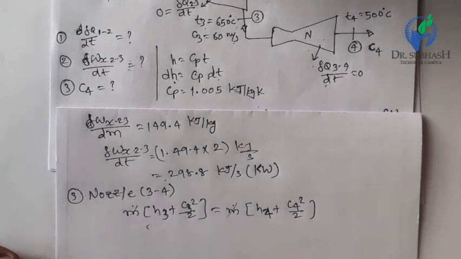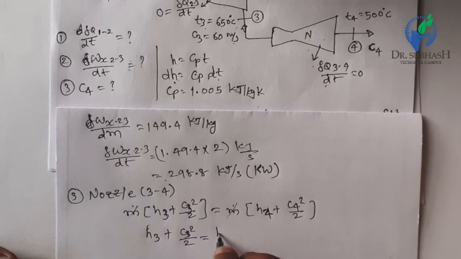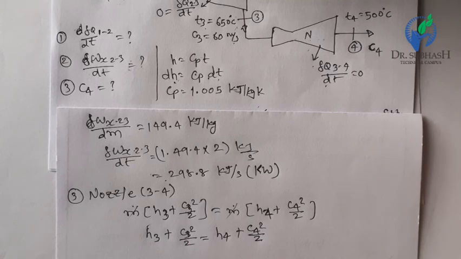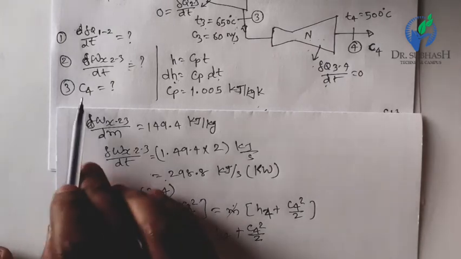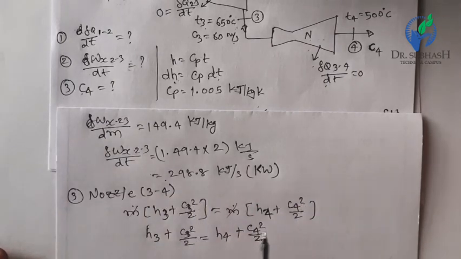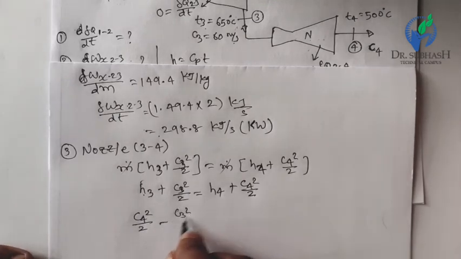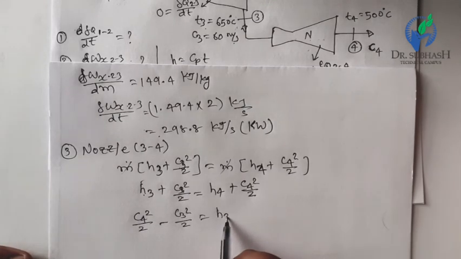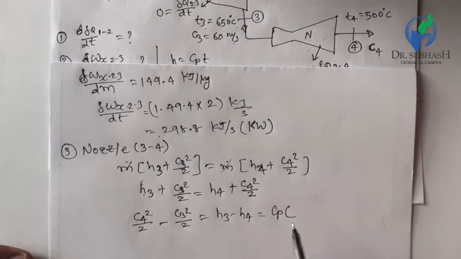So we will accumulate the velocity term on one side and on the other side the enthalpy terms. So C4 square by 2 minus C3 square by 2 equal to H3 minus H4 equal to Cp dT, say T3 minus T4, equal to Cp is 1.005 times T3 minus T4. T3 is given here 650 degrees Celsius minus T4 500 degrees Celsius.